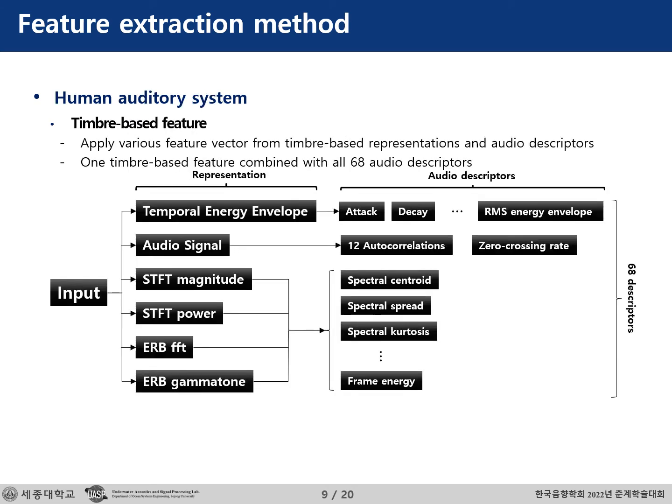Lastly, timbre-based feature. I obtained one timbre-based feature from 68 various audio descriptors as can be seen in the figure. These representations are based on the human auditory system as well. And the descriptor is the feature vector of each representation. To explain simple descriptors, spectral centroid is calculated as the center of mass of the spectrum. Spectral spread is calculated as the average deviation around the centroid. Also, spectral kurtosis is calculated as a statistical measure of the transients and also their location in the frequency domain.